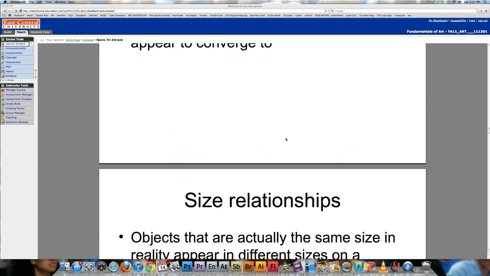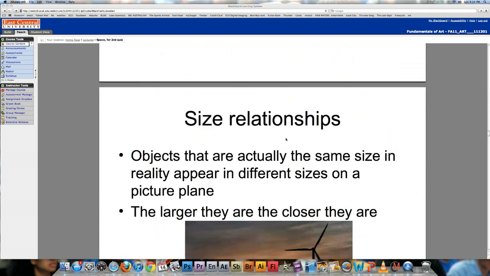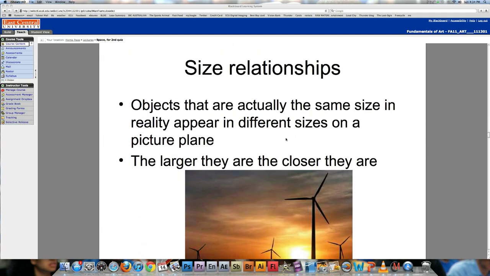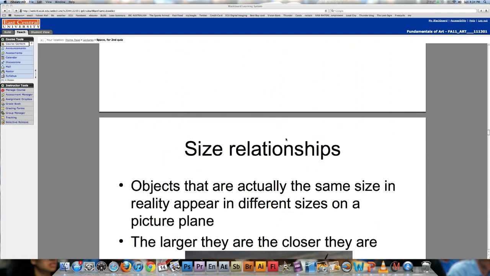And I think on this next slide, we'll be able, no. No, okay. It's a little out of order. It's in order, it's just not where I thought it was going. So we'll get back to linear perspective in just a minute.